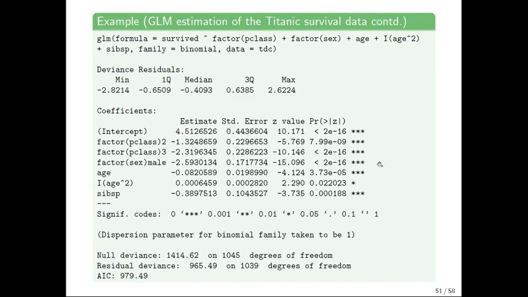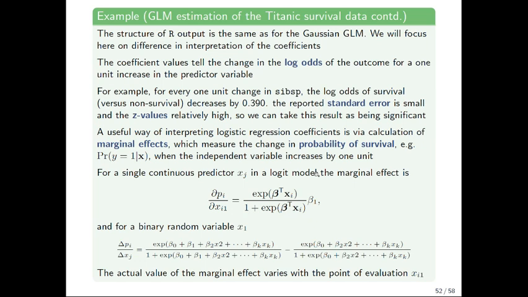And here is the R output. The structure is the same as before. Formula, deviance residuals, coefficients with standard errors, though note we now have Z values, the Wald statistics, rather than t values. The dispersion parameter, which is 1 for the binomial family, the null and residual deviance, and the AIC. On the next slide, we'll focus on what's different in interpretation of the coefficients.